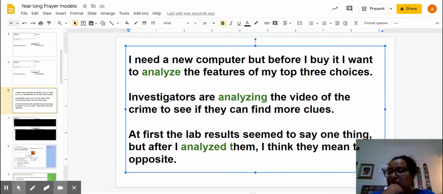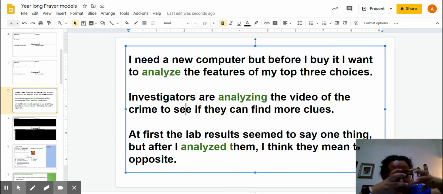Or maybe they found out something else after they analyzed. Maybe they found out that the tiger was acting that way because it was really, really hot, or it was dehydrated, right? So what does analyze mean? Last guess.